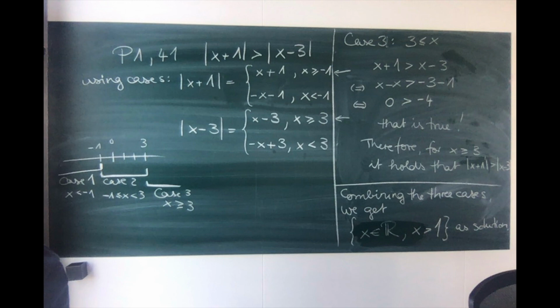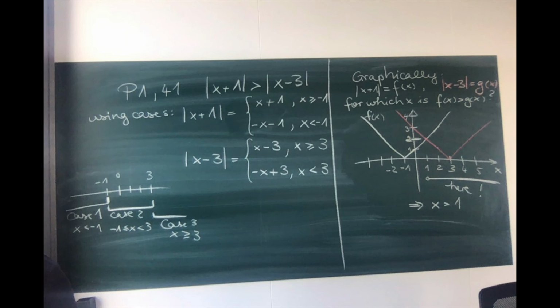And combining the three cases, we get as solution all x that are greater than 1 and all x's that are greater than 3 from the third case. We get the solution: all x that are greater than 1 fulfill the inequality that we were supposed to solve.